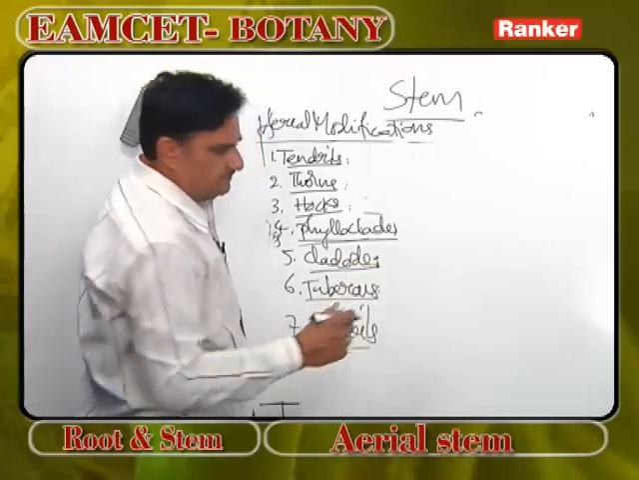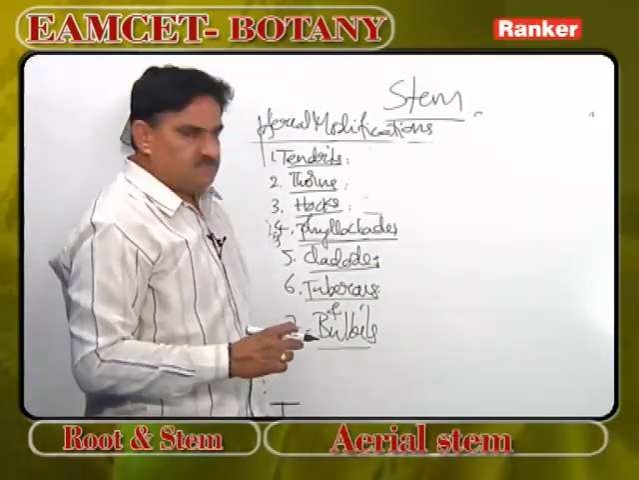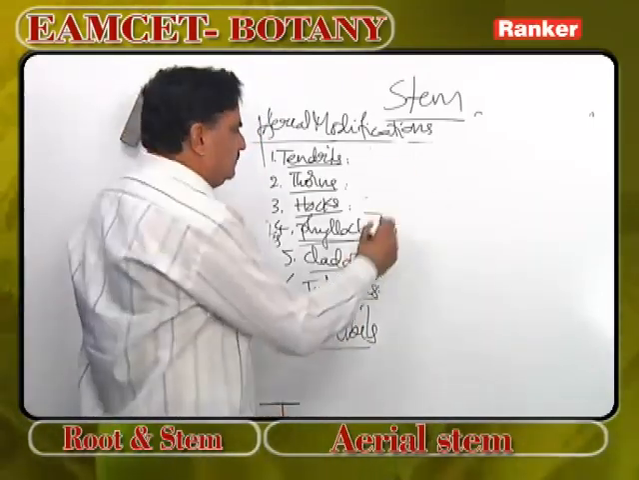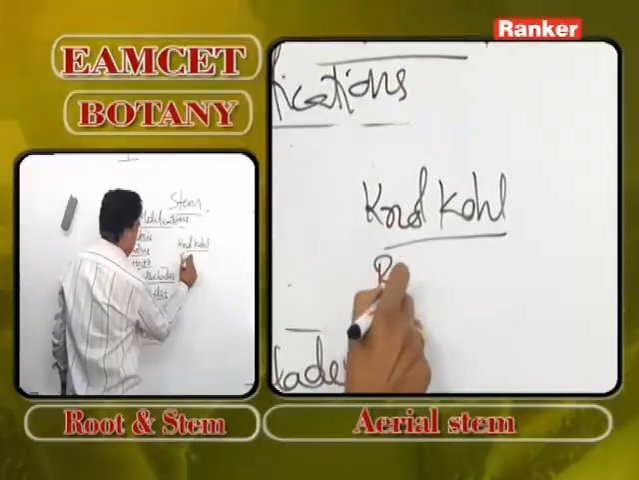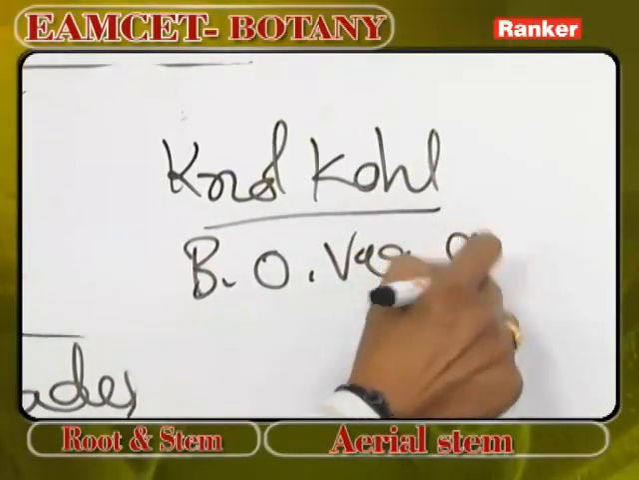Then tuberous stem. The aerial stems store food material and appear tuberous. Tuberous stems are found in knol-khol, Brassica oleracea variety gongylodes.